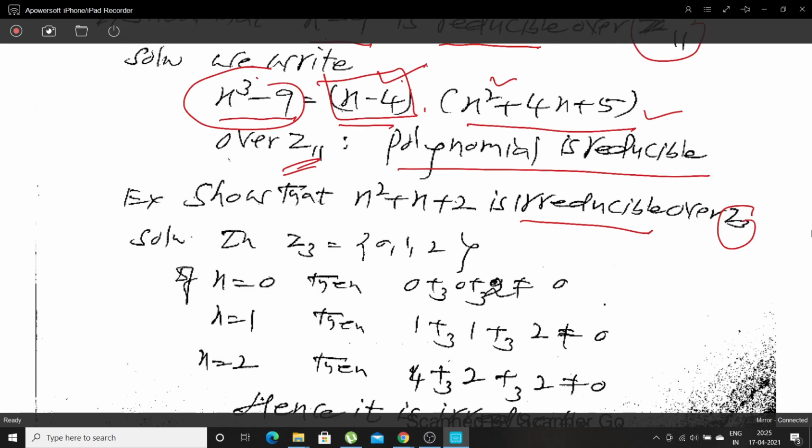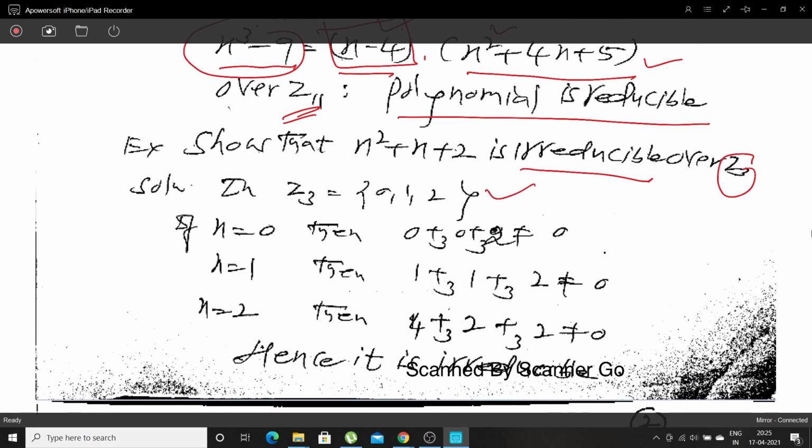Integer modulo 3 means the set has only 3 elements: 0, 1, 2. If I replace x by 0, it is not equal to 0. Not equal to 0 means we can't split this polynomial into the lower form.